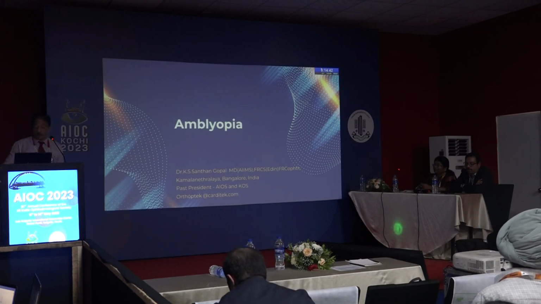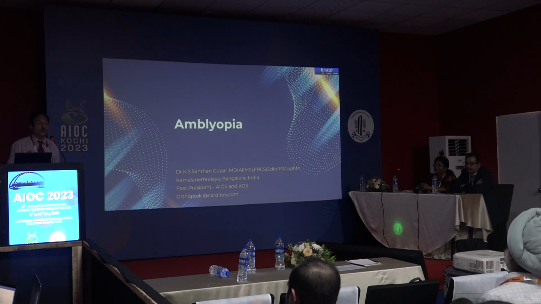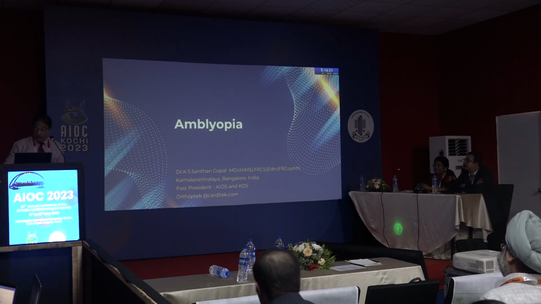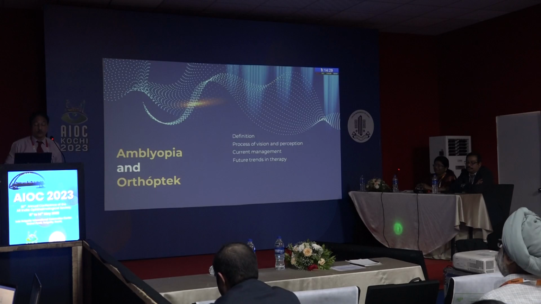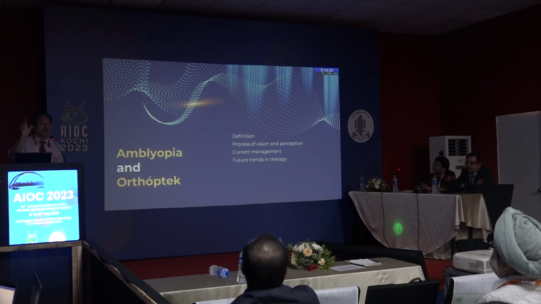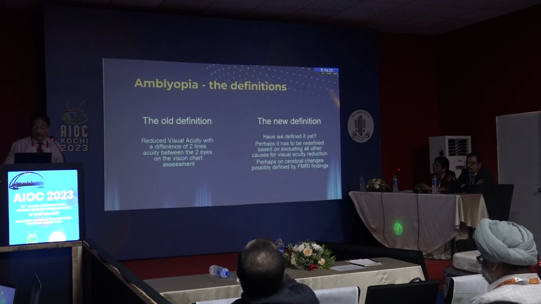See, amblyopia, everybody knows, is loss of vision of two lines in one eye compared to the other eye. That definition has been going on for a long time. And we are not asking what exactly has been the progress. Because we are happy, somebody has defined it, we will continue doing the same thing. Why bother worrying about it?